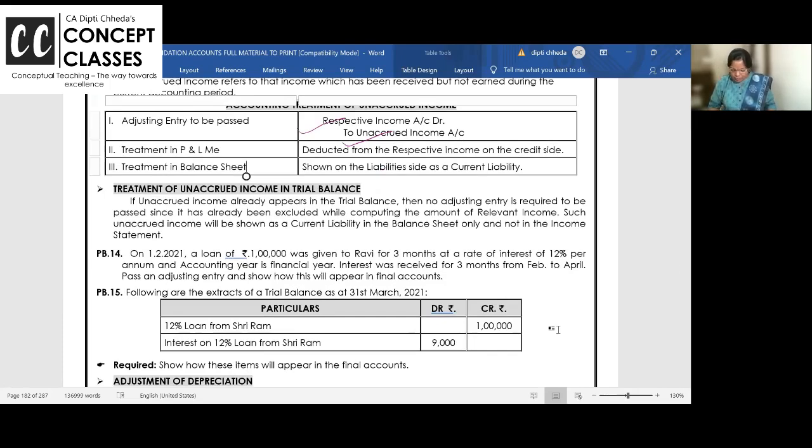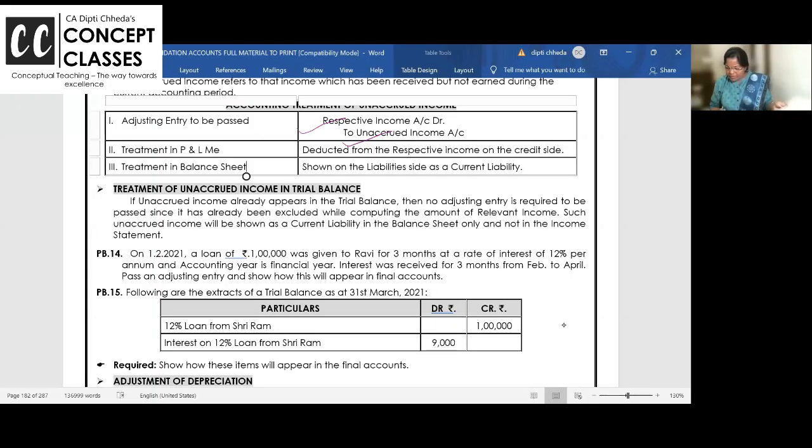Only the entry will change. Same 14th problem we can do. 15th में दोनों साइड दिया हुआ है, लोन गिवन एंड टेकन. ठीक है, 14th करेंगे पहले. Same problem only, the data for the 14th problem is same. Just once एक बार पढ़ लेते हैं. 14th problem. On 1-2 a loan of 1 lakh was given. No, months are different.